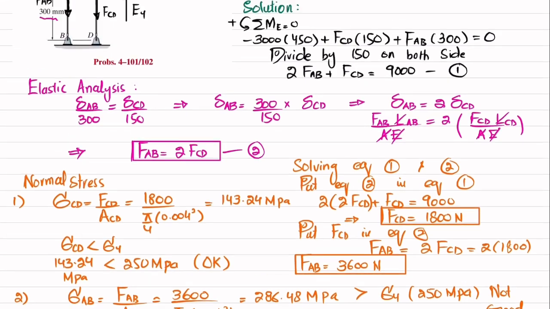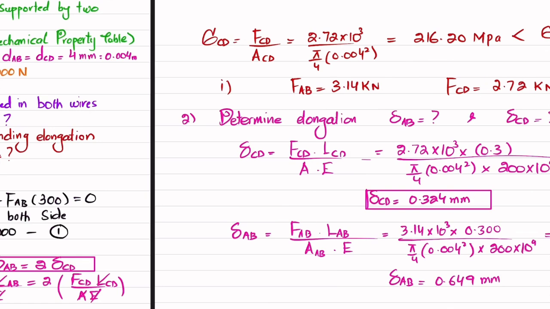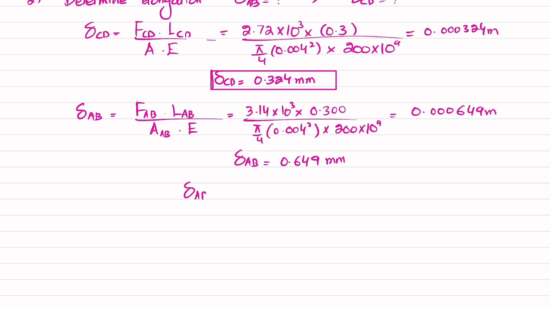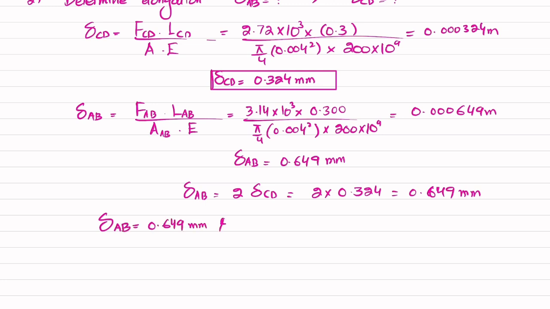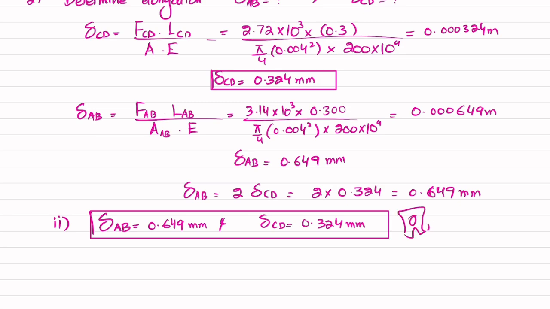Also, you can solve this by using this equation as well. Let me show the equation here. This is the equation. You can also calculate it if you know delta CD. So we can also calculate delta AB is equal to 2 times delta CD. So 2 multiplied by delta CD is 0.324. So it will be again equal to 0.649 millimeter. So change in length of wire AB is equal to 0.649 millimeter and change in length of CD is 0.324 millimeter. And these are the answers of our second part.